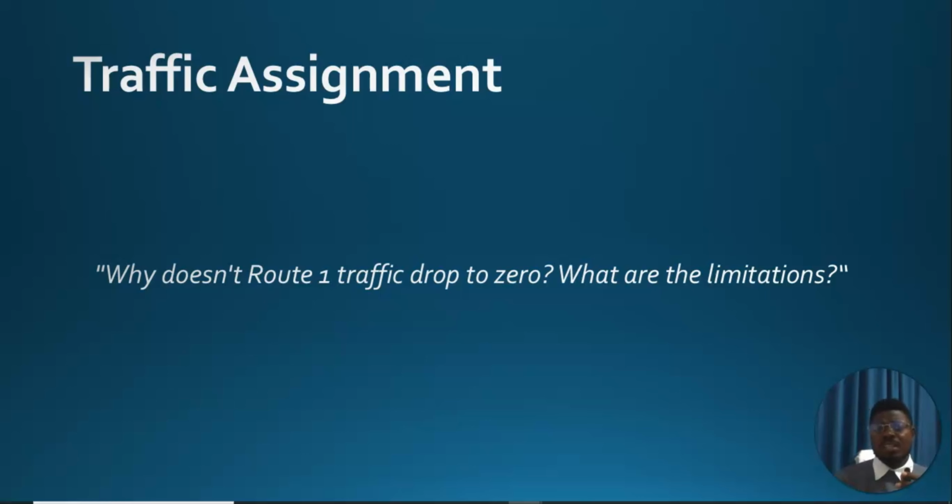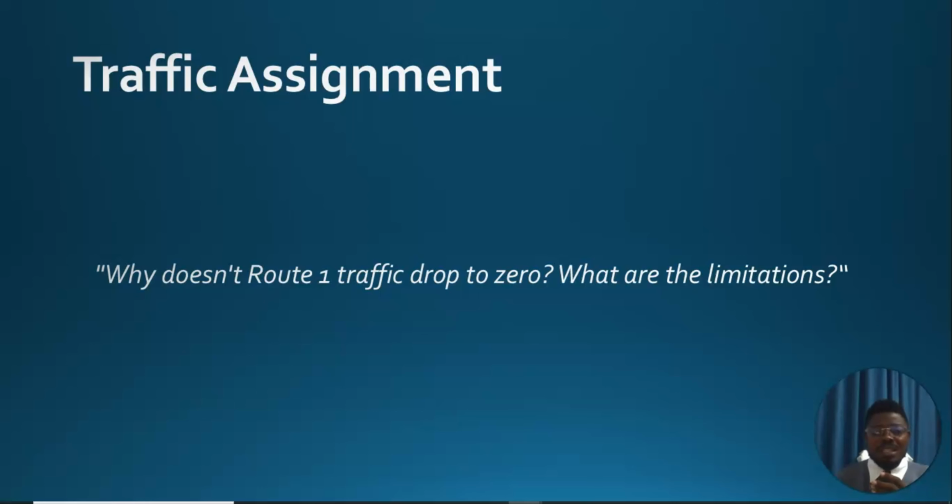Now, looking at that, if a new route is being created, it does not mean that everyone will automatically focus on the new route. Some of them will have something we call personal preference. So this can also be under this. Why doesn't Route 1 traffic drop to zero? It might just be a personal preference. Some people don't adapt to change easily. So when they know that this is the road I take, I prefer taking that road. Yes, there is a new road, but I'm used to this road. So some people are not liable to change.